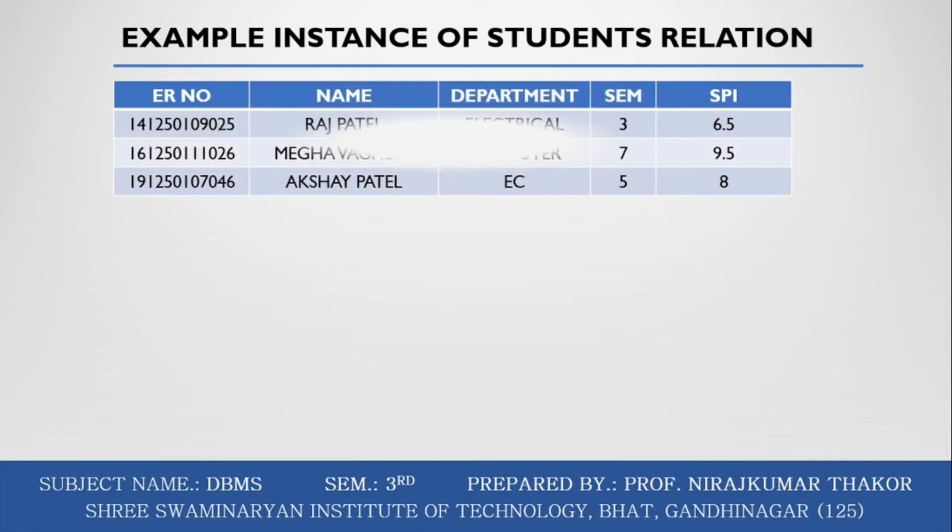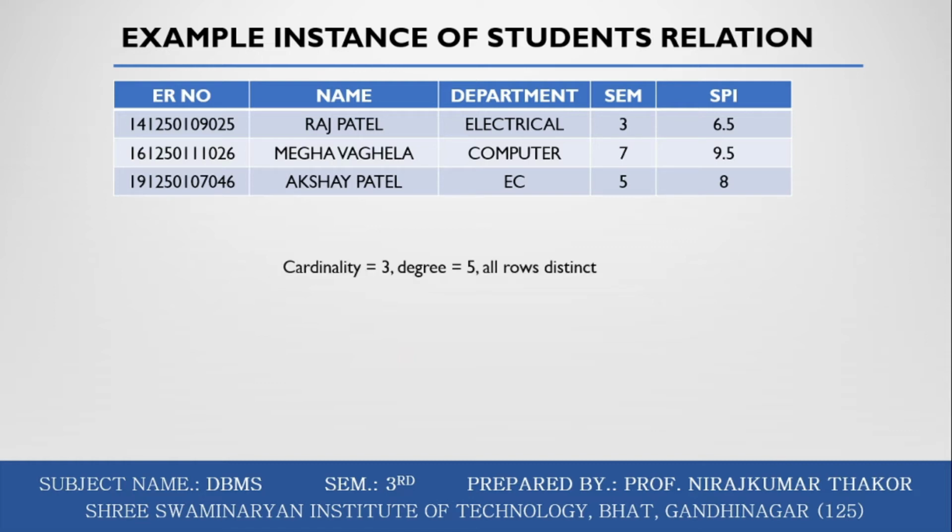Now this is the example. Here we have seen the number of columns is 5: the EN number, name, department, and so on. And the number of rows is 3. First one is Raj Patel, the second one is Megha Waghela, and the third one is Akshay Patel. Here the cardinality means the number of rows, which is 3, and the degree means the number of fields, the number of columns, which is 5.